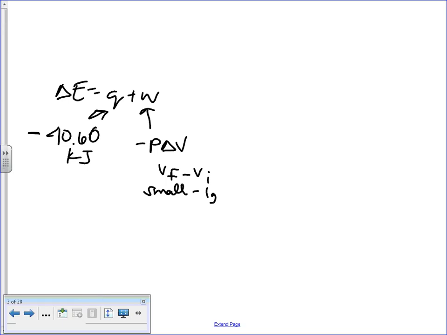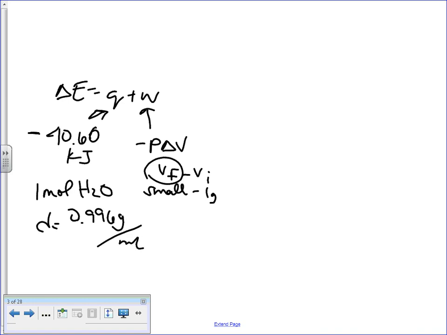Okay. So all in all, what's wrong is we don't know what V final is in this number 11. You're given 1 mole of water. You're also given a density of 0.996 grams per milliliter, or per centimeter cubed, which is per milliliter. So let's just go ahead and exchange that now. And you're given V final of 30.6 liters.